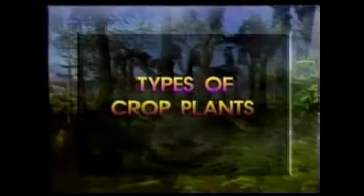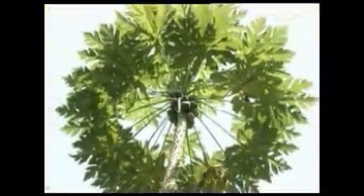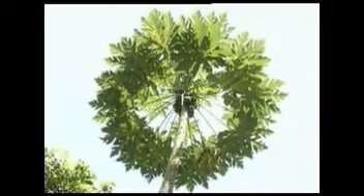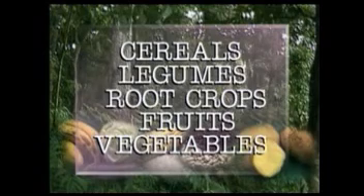Since the beginning of human society, plants have played a very important role, the most basic of which is to provide food. We have used approximately 3,000 plant species as food, but only about 150 have become significant in cultivation. The chief crop plants today are cereals, legumes, root crops, fruits, and vegetables.